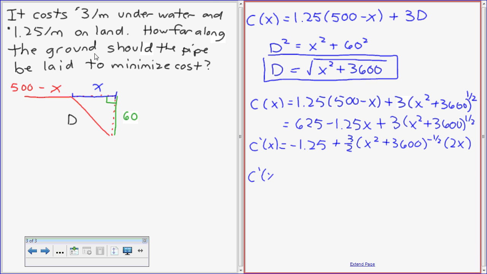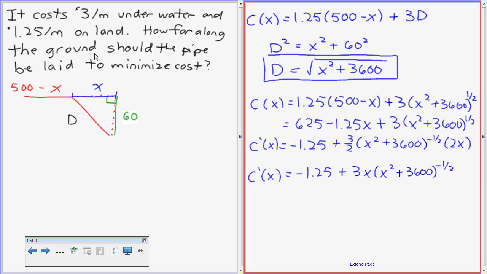So I'm just going to neaten it up a little bit. Negative 1.25 plus 3x times x squared plus 3600 to the negative 1/2. Most people have something close to that. I just don't know where to go from here.